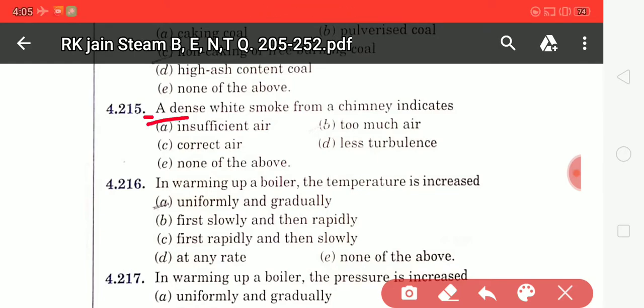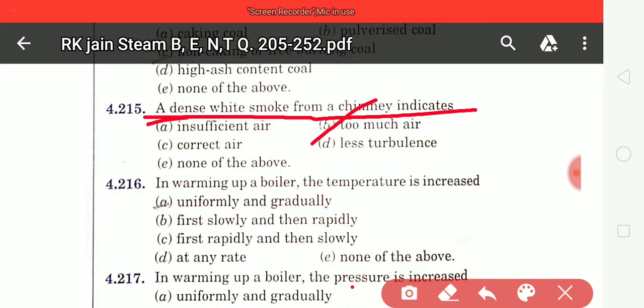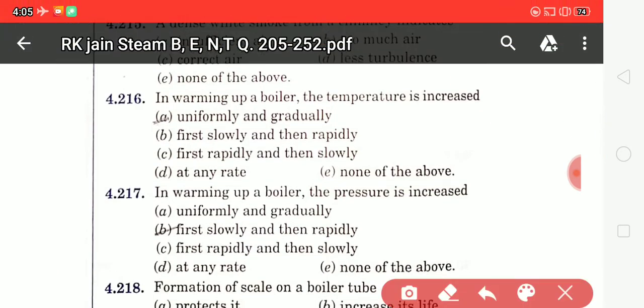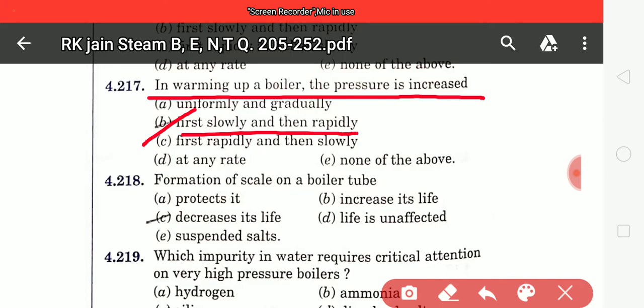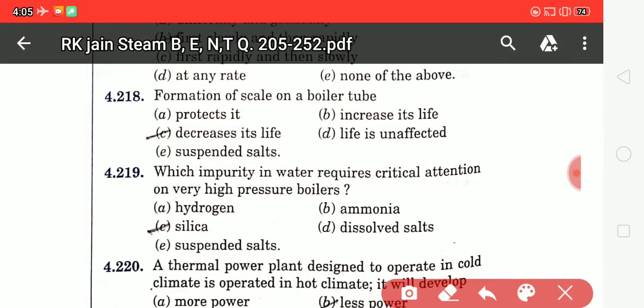A dense white smoke from a chimney indicates too much air. Next, in warming up a boiler, the temperature is increased uniformly and gradually. In warming up a boiler, the pressure is increased first slowly and then rapidly. Next, formation of a scale on a boiler tube decreases its life.